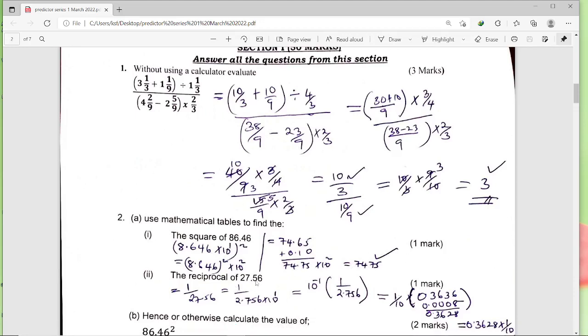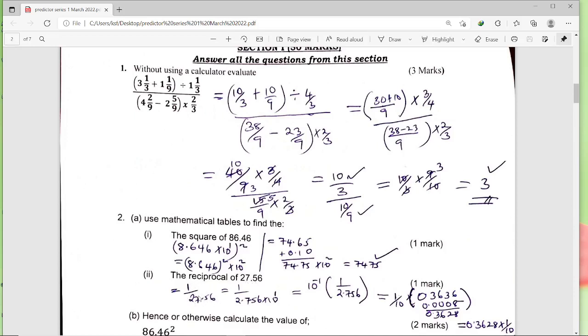Now we find the reciprocal of 27.56. On the reciprocal table, you must use the table. You cannot use a calculator. So ensure that you go to the table. So you'll have 1 divided by 27.56. That is what it means by reciprocal. Reciprocal is 1 over that number.